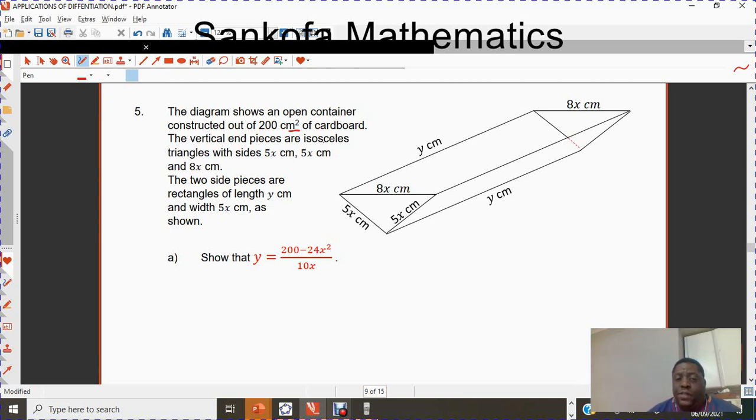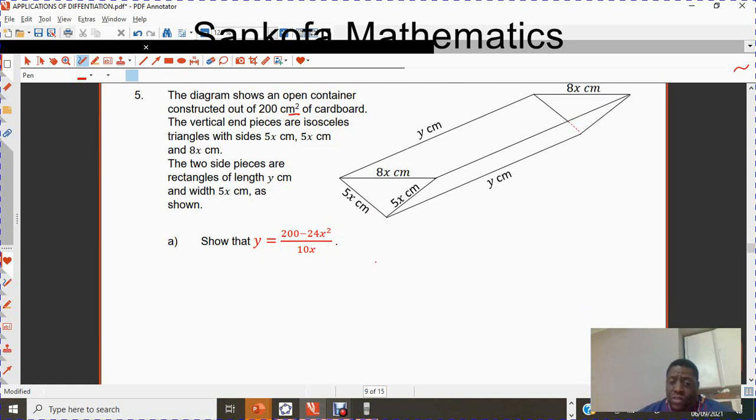The vertical end pieces are isosceles triangles with sides 5x, 5x, and 8x centimeters respectively. The two sides are rectangles and they are y centimeters long and they have a width of 5x. We're supposed to show that y equals (200 minus 24x squared) upon 10x. Okay, so there are many ways you can do this, right?